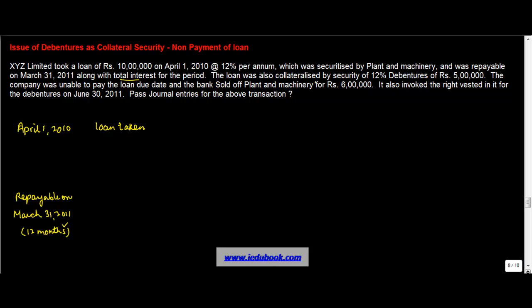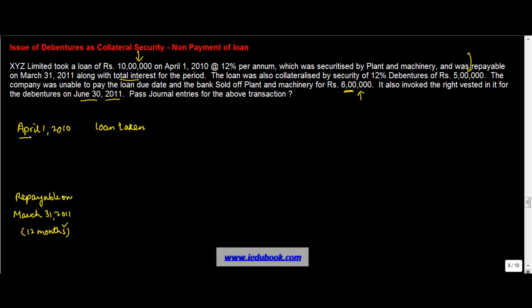The loan was collateralized by security of 12% debentures of 500,000. So you took a loan of 10, you issued the security of debenture of 5. The company was unable to pay the loan on due date and the bank sold off the plant and machinery for 600,000. So this is the third variable. It also invoked the right vested in it for the debentures on June 30, 2011. Pass journal entries for the above transaction. So let's do it one by one.